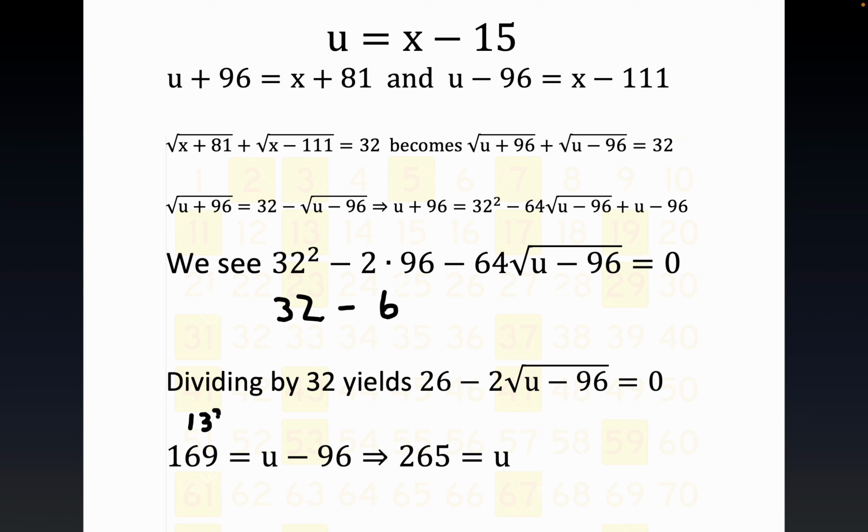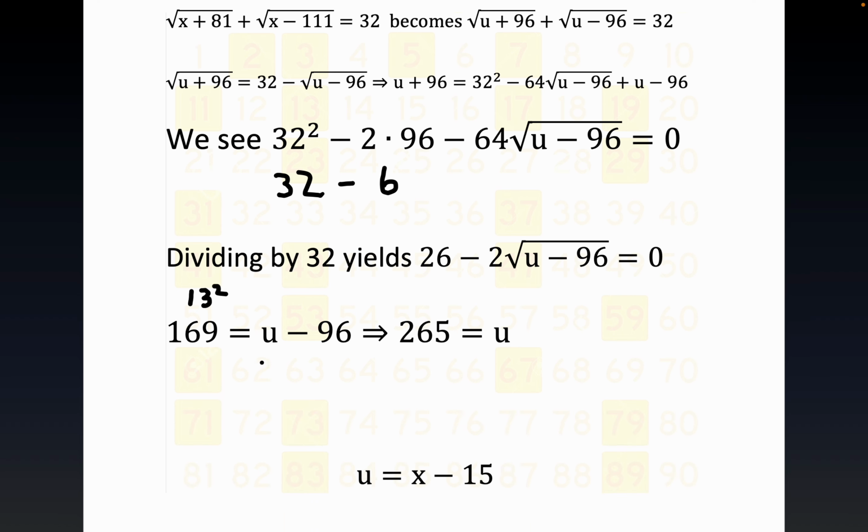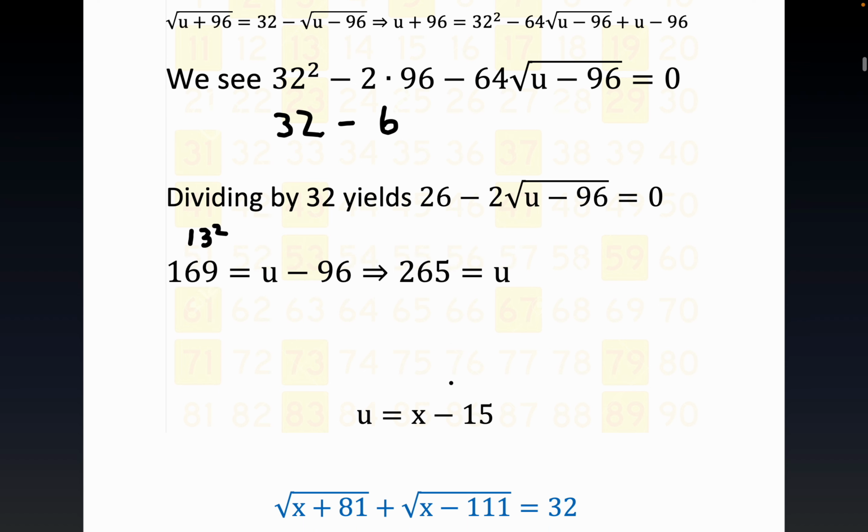So we're making quite a bit of progress here, folks. Now we know that just the arithmetic leads to u equal to 265. But notice that if u is equal to 265, that implies that x is equal to 280, because 280 minus 15 is 265. I'm going to circle that as the answer, but we can check.